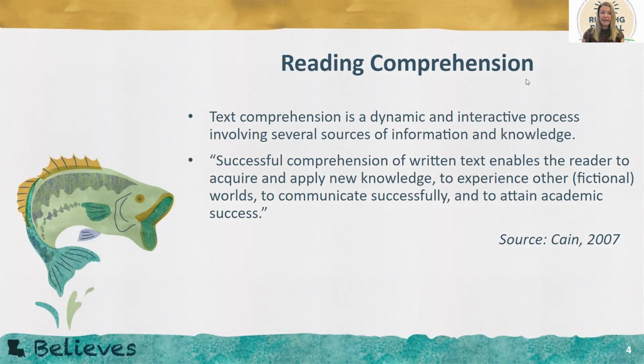So we said reading comprehension is a complex process. We said that text comprehension is a dynamic and interactive process involving several sources of information and knowledge. A lot of things are happening in our brains as we read and comprehend information. Kate Cain says that successful comprehension of written text enables the reader to acquire and apply new knowledge, to experience other fictional worlds, to communicate successfully, and to attain academic success.